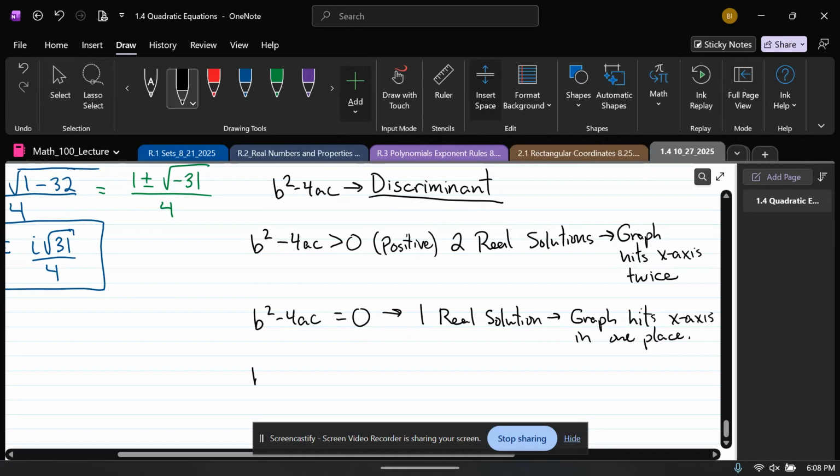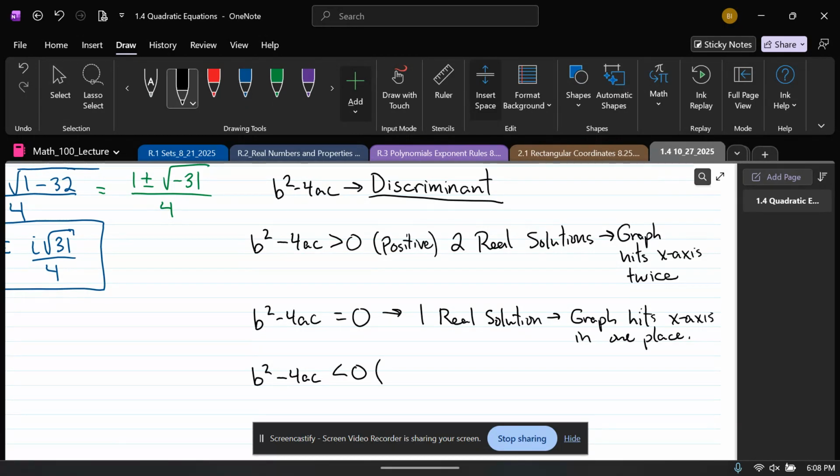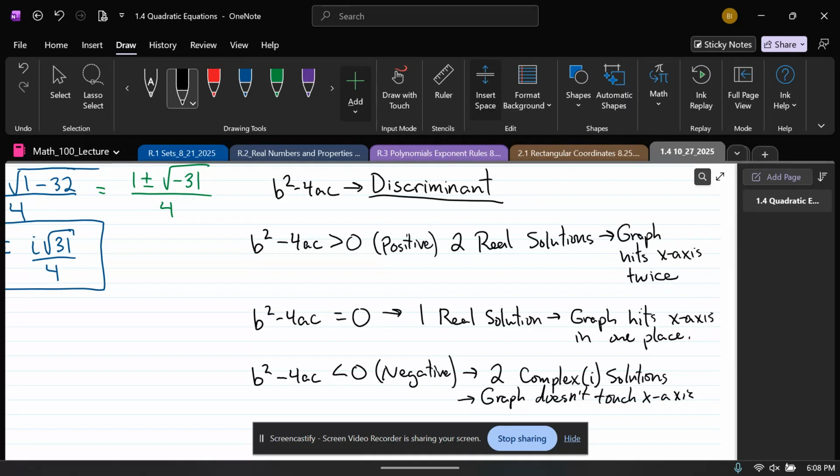And then the last option is if b squared minus 4ac is less than 0, it's negative. You're going to have 2 complex solutions. Remember, complex is the stuff with the i. And the graph doesn't touch the x-axis at all.